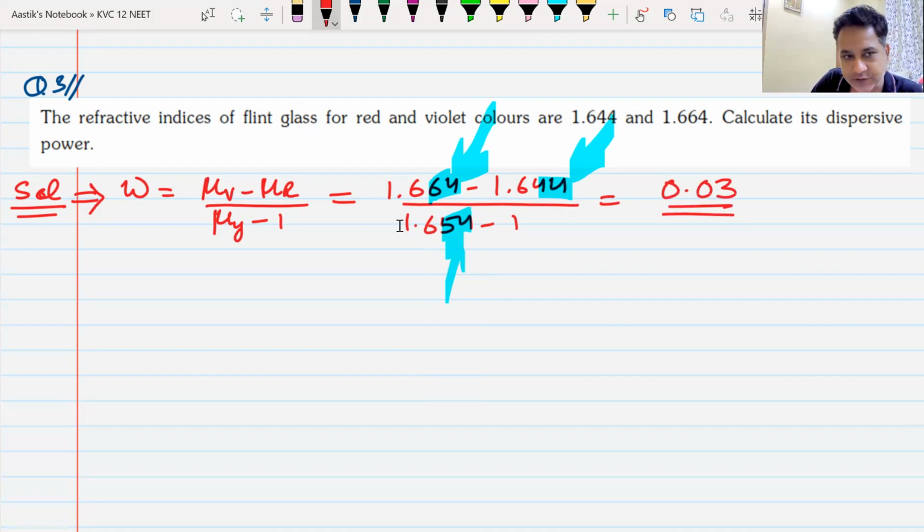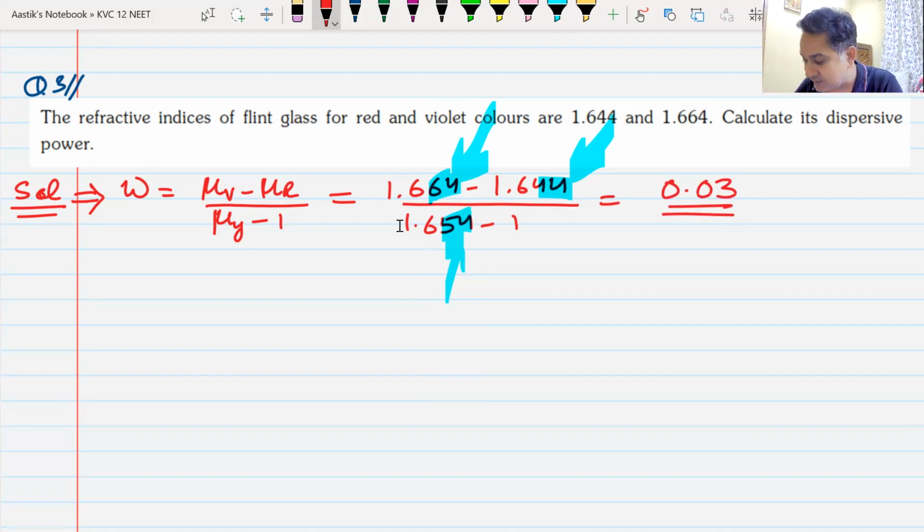Yes, sir. Okay, and the next thing is known as combination of prisms. So write the next heading, which is combination of prism. So now we are going to combine prisms. And there are two ways in which you can combine the prism. The diagram is not important.